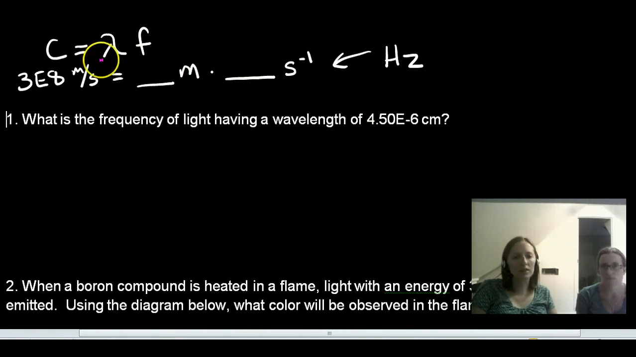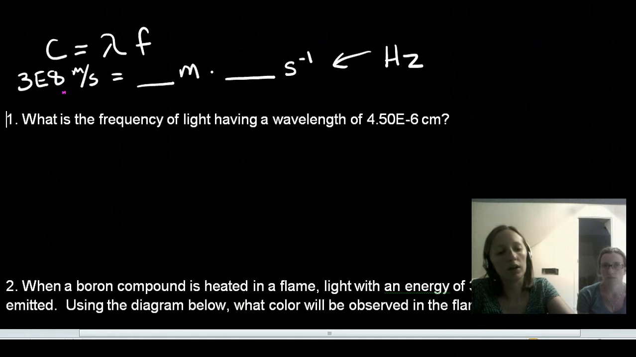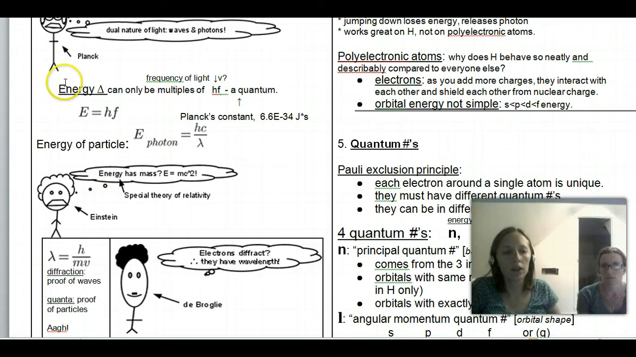This is kind of your basic formula for an electromagnetic wave. Wavelength and frequency times gives you the speed of light in a vacuum. It does not work if it's in air or in water or in glass or whatever. Okay, back to the other one.